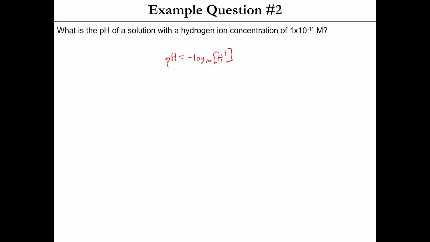So we can put in our value, pH equals the negative log base 10 of 10 to the negative 11 molar. And then this one is actually super easy because you can just plug it into your calculator and you get the answer: pH equals 11. So that's the answer. Very, very easy to do.